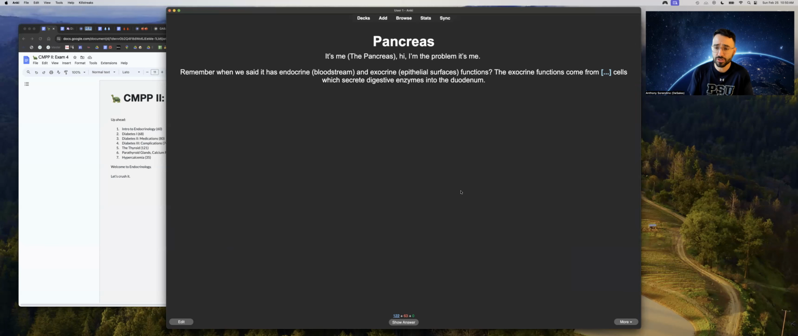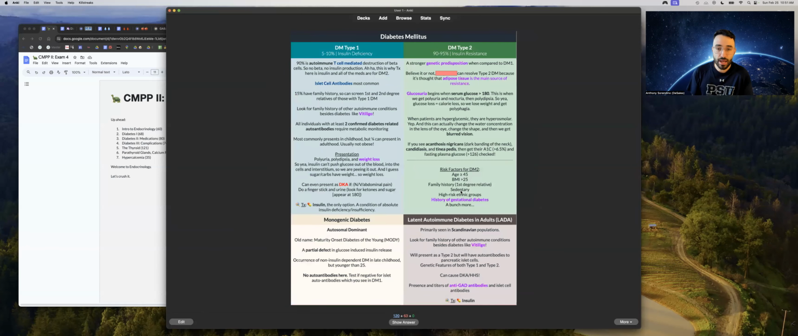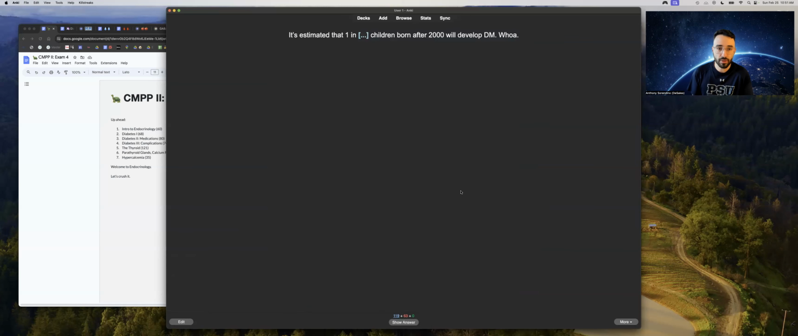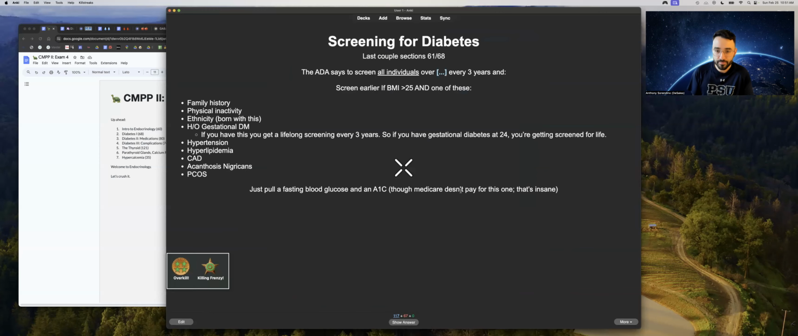Pancreas, the exocrine functions come from what cells? Oh, Acini cells. I don't know that we need to know that, but it's good to know. Where do glycogenolysis and glycogenesis happen? Muscle and liver. Geez. Believe it or not, blank can resolve type 2 DM. Weight loss. It's estimated that 1 in blank children born after, 3. That's crazy. Look for family history of other immune conditions besides diabetes like vitiligo.